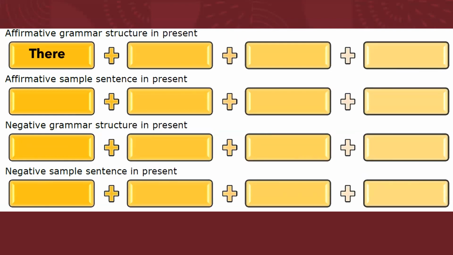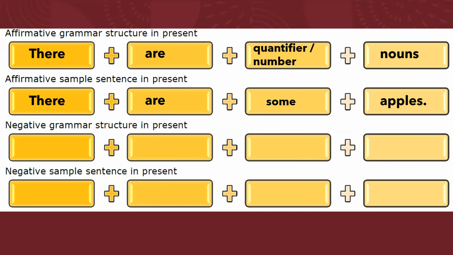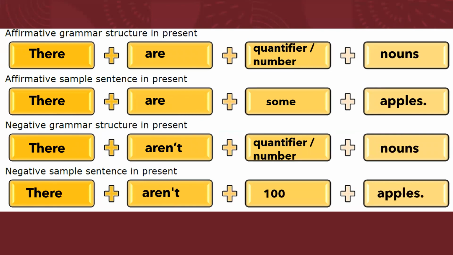For the affirmative grammar structure in present, in the plural form, there plus are plus quantifier number plus the noun. There are some apples. Now for the negative, there plus aren't plus quantifier or the number plus the noun. There aren't 100 apples.